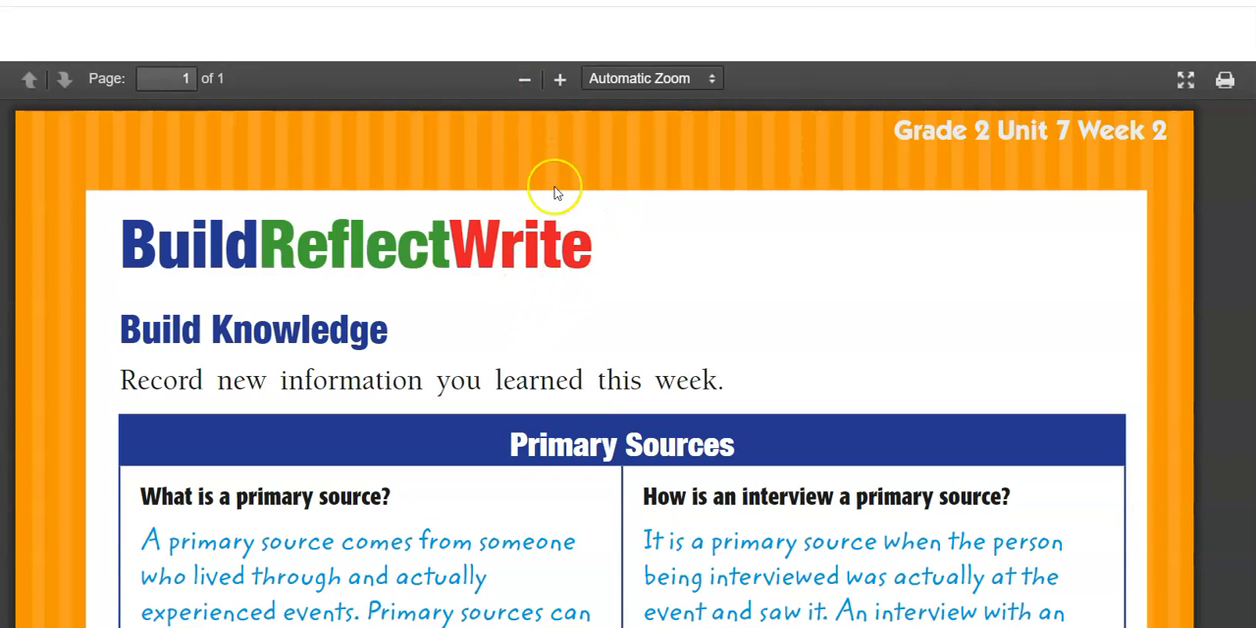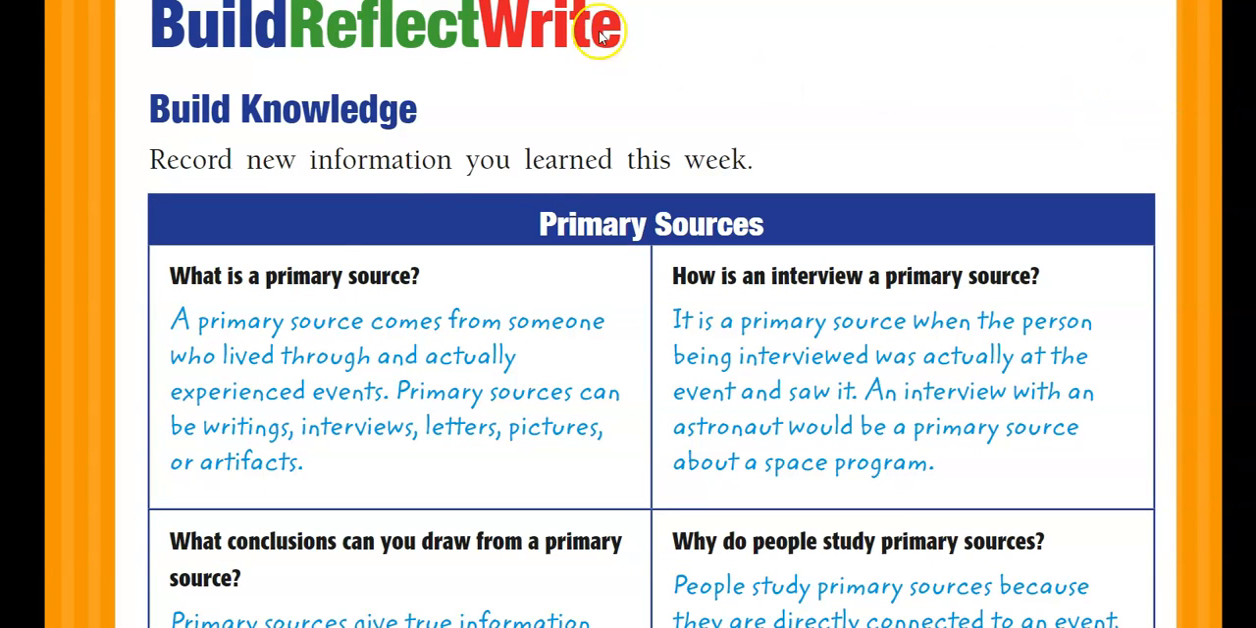Let's take a look at this. This is our building knowledge. This is the build, reflect, write. Sometimes this is in your book, but I want to go over primary sources. What is a primary source? Okay, so let's talk about this because we're going to need all of this information when we do our writing an informational report. A primary source comes from someone who lived through and actually experienced events.